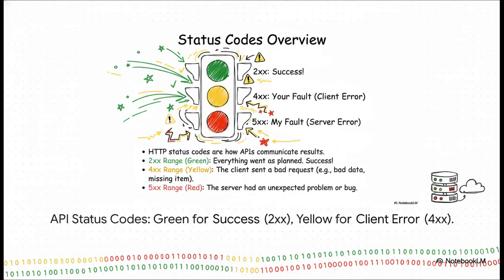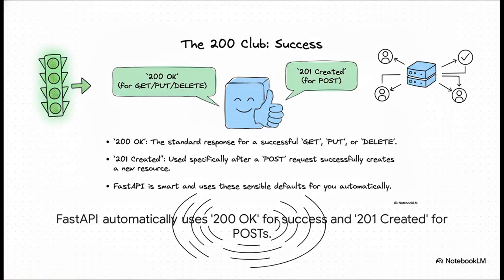The language your API speaks is HTTP status codes, and the absolute easiest way to think about them is like a traffic light. Codes in the 200s range, that's a green light. Success. Everything works perfectly. Codes in the 400s are a yellow light. Well, hold on. You, the client, sent me something wrong. And codes in the 500s are a red light. Oops, that one's on me, the server. Something broke.